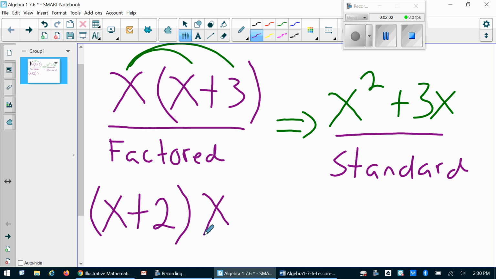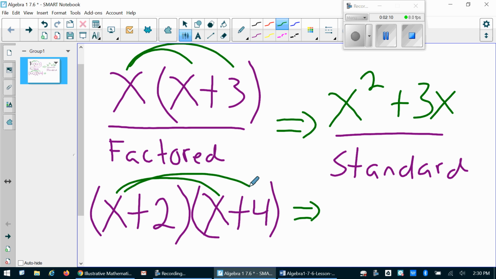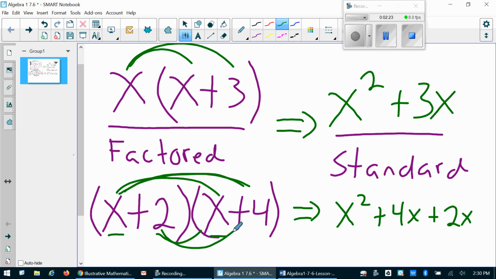Go ahead and find this example if you would. Again, this is factored. If I want to go to standard, I'm going to distribute. X times x is x squared. X times 4 is plus 4x. 2 times x is plus 2x. And 2 times 4 is plus 8. Sorry if you can't see that. Simplified, that is x squared plus 6x plus 8. So again, just two basic examples of going from factored to standard.